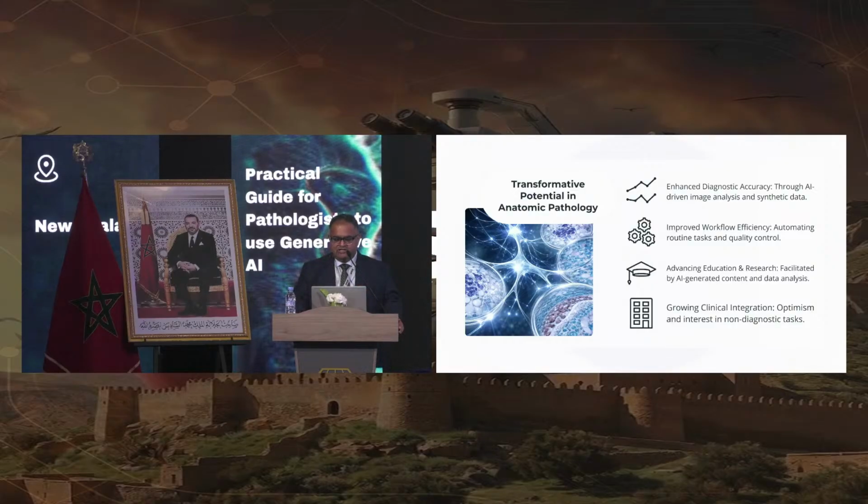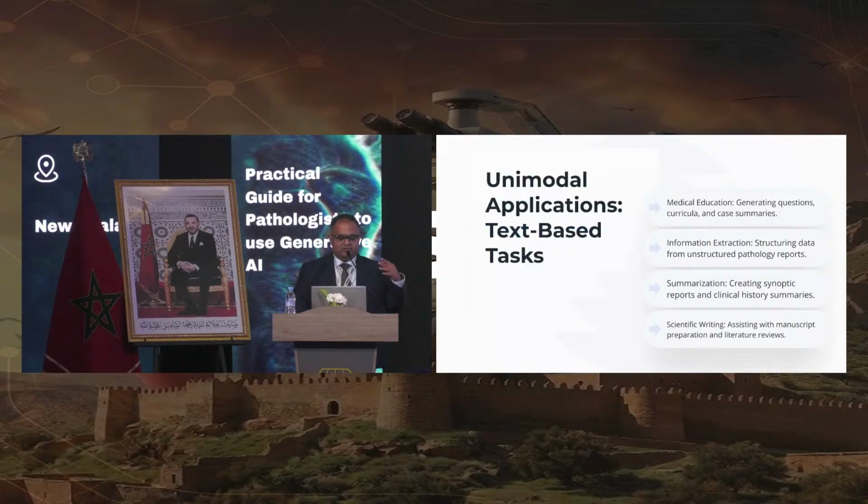We can go through the next slides just to briefly cover the unimodal application, which could be text to text or image to image. Unimodal is where only one mode is being used. Examples would include generating summaries, extracting text from unstructured pathology reports for cancer registry, for synoptic reporting and things like that. Or it could simply be virtual staining. So you use the image of unstained and you convert that into H&E or a biomarker with IHC.